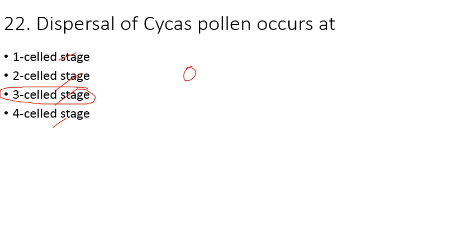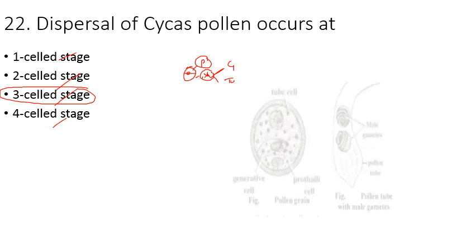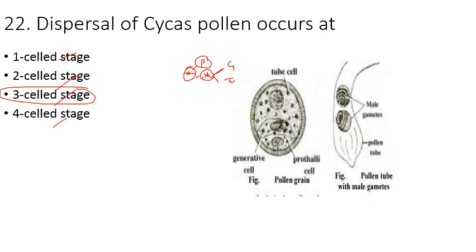Firstly, the microspore nucleus divides to form 2 nuclei separated by septa to form 2 cells. One cell is the prothallial cell and the other is known as the antheridial cell. The prothallial cell does not divide further, but the antheridial cell divides to form 2 other cells. One is the smaller one, called the generative cell, and the larger one, called the tube cell. So at the 3 cell stage the male gametophyte, the microspore pollen grain of Cycas, is released. It contains 3 cells: prothallial cell, generative cell and tube cell.